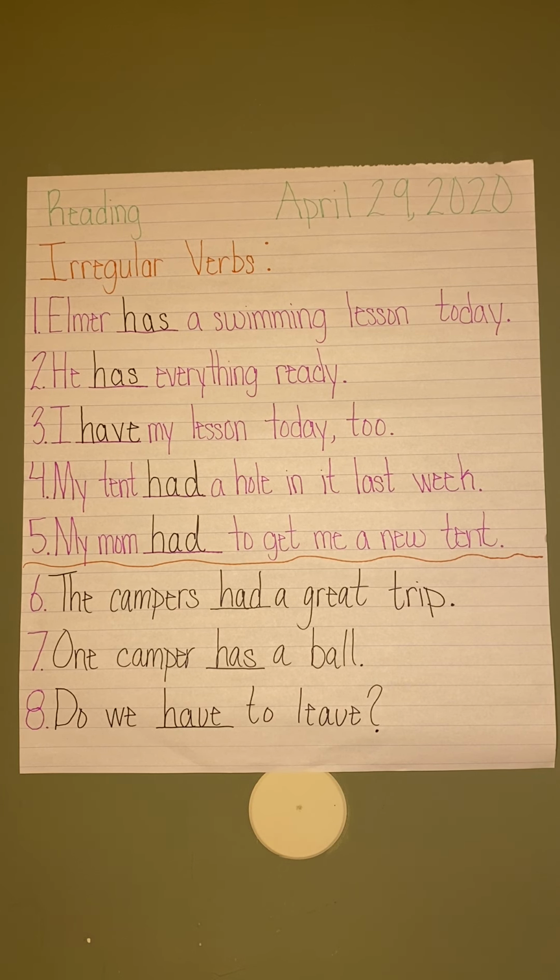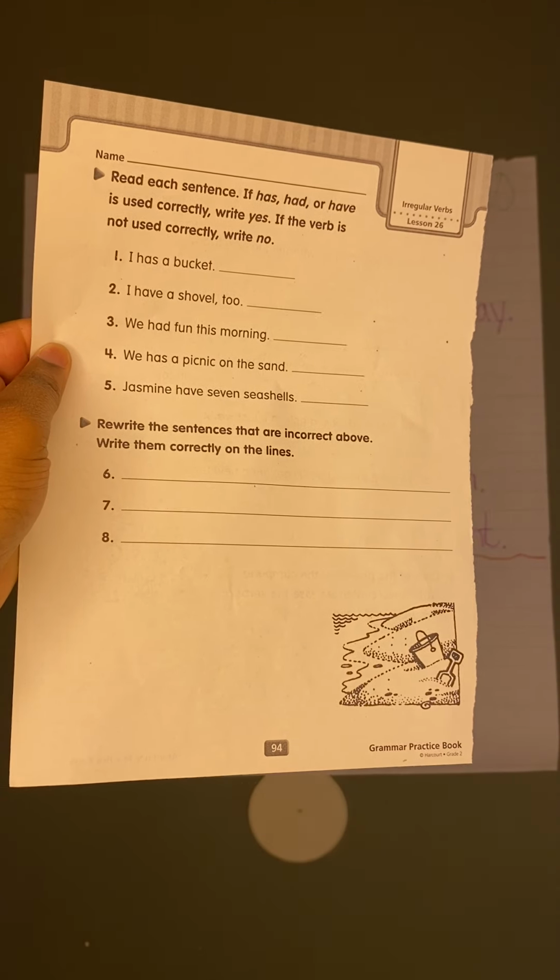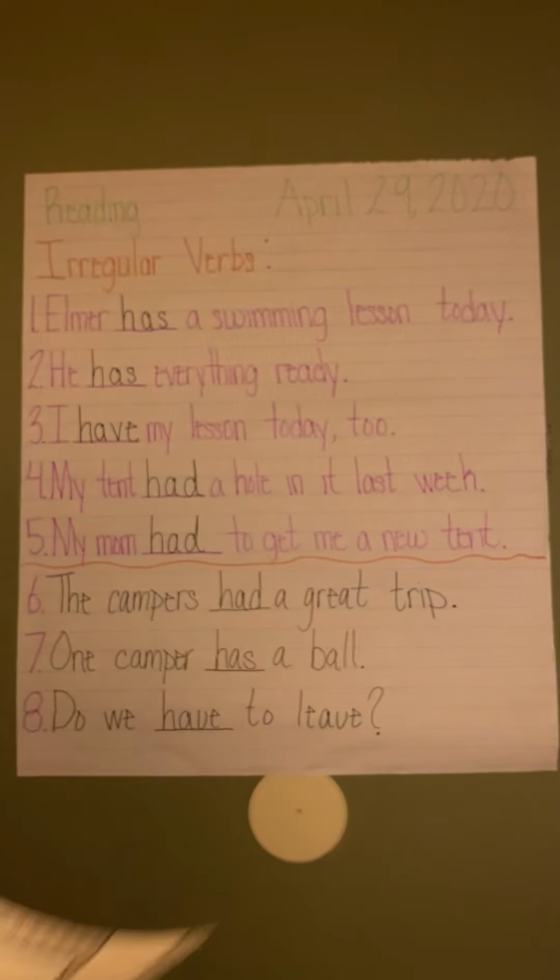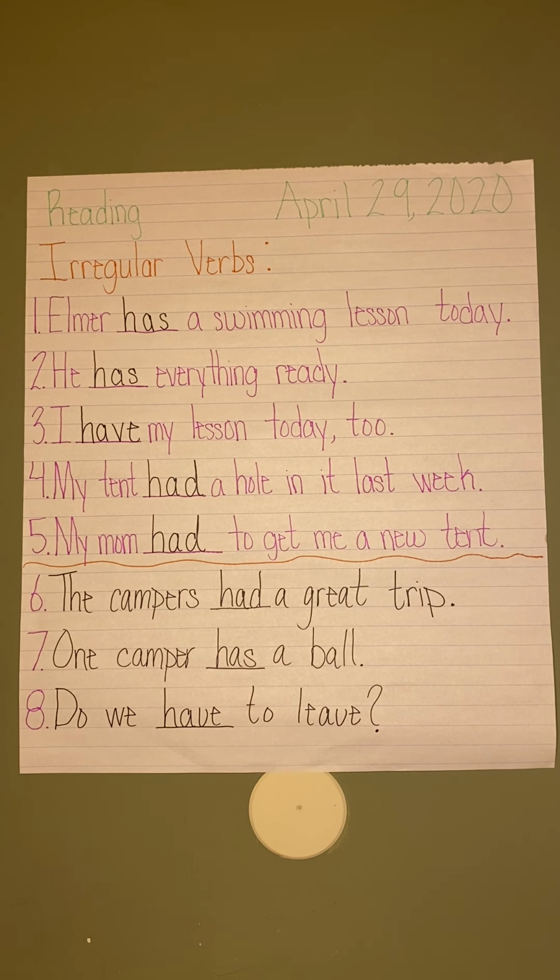So now let's look at the back. The back of your paper looks just like this. So on the back, the first part of the direction says read each sentence. If has, had, or have is used correctly, write yes. If the verb is not used correctly, write no. So if the verb is used correctly, the verb being has, had, or have, in each sentence, write the word yes on the line. If it is used incorrectly, you're going to write the word no.